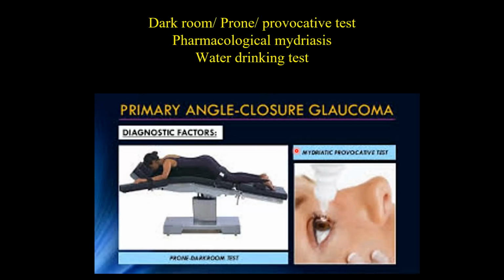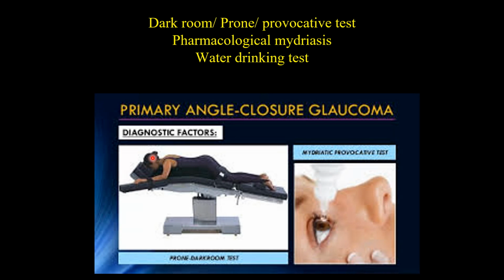Now, provocative tests try to recreate artificially the situation which induces an attack of angle closure. That is the prone position in a dark room, which we call the dark room prone position test, or the water drinking test, or we give mydriatics to dilate the pupil. All these provoke the closure of the angle of the anterior chamber.